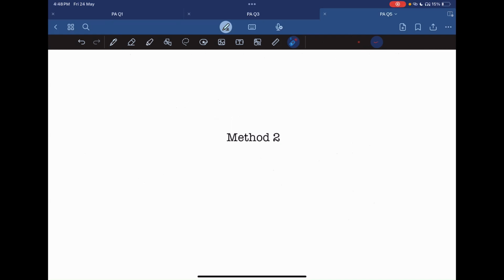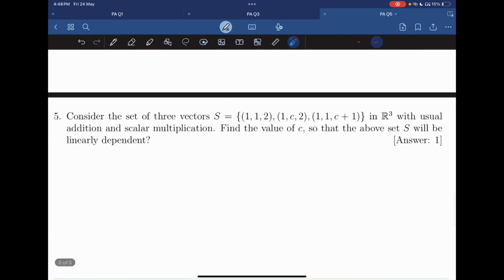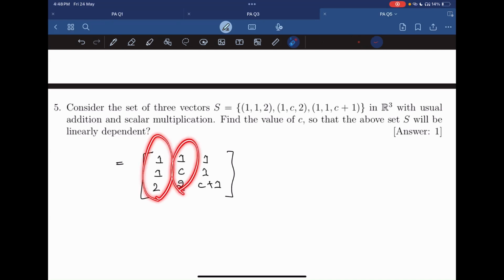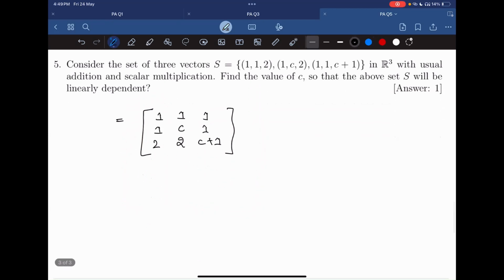So let's now see a different approach for the same question. This time, as we have three vectors in R3, we will be putting these vectors column-wise in a matrix, and now these vectors will be linearly dependent when the determinant of this matrix is equal to 0. So if we try finding the determinant of this matrix, I will be finding it along the first row expansion.